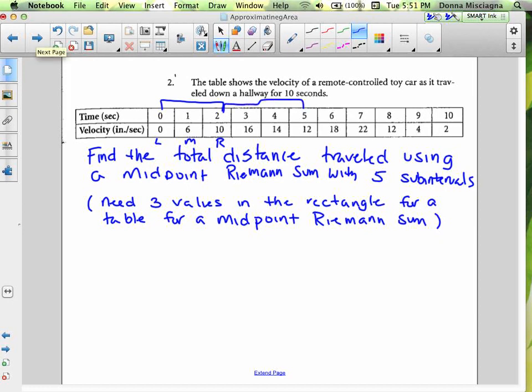There's our second bar. Whoops. Got carried away with drawing a bar here. Right? So the first rectangle has 0, 6, and 10 in it. The second rectangle, because they come together, right, has 10, 16, and 14 in it. There we go. The third rectangle has 14, 12, and 18 in it. The fourth rectangle has 18, 22, and 12 in it. And the last rectangle has 12, 4, and 2 in it.